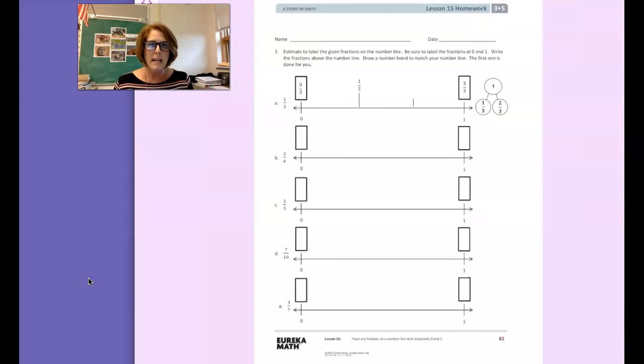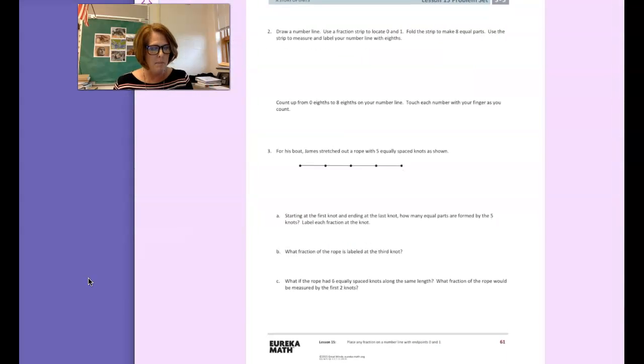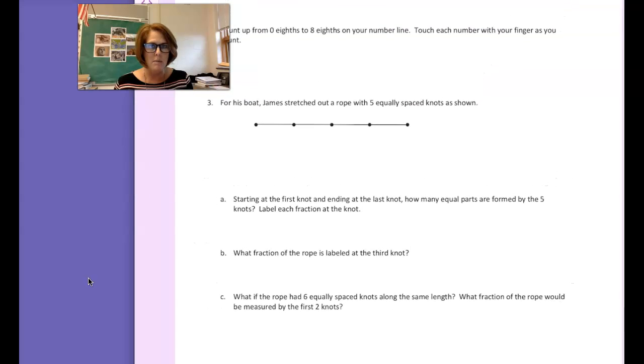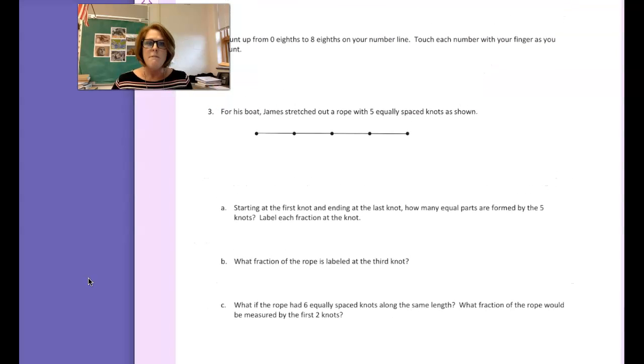Let's go over and take a look at problem number 3. Problem number 3. For his boat, James stretched out a rope with 5 equally spaced knots as shown. They haven't asked us to do anything yet. They're just giving us information.